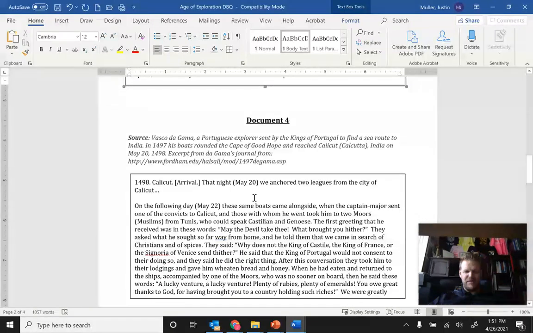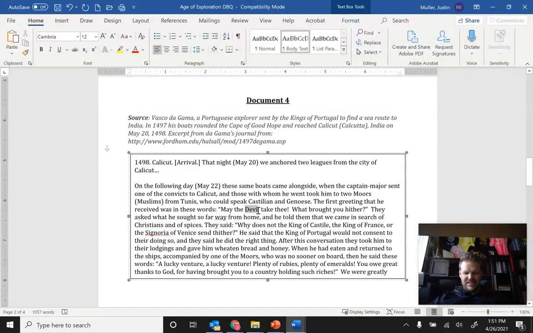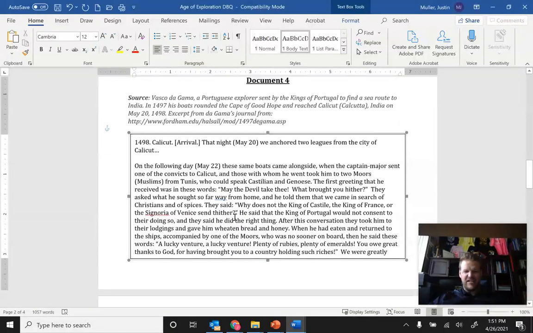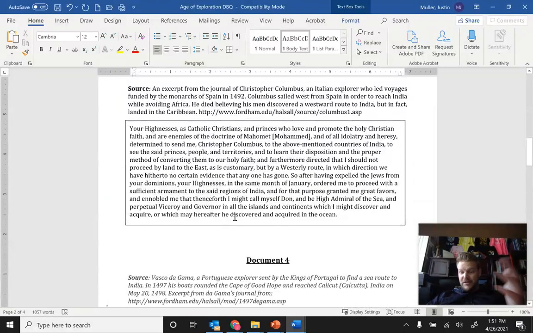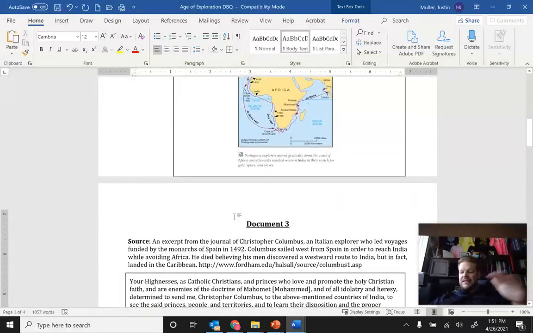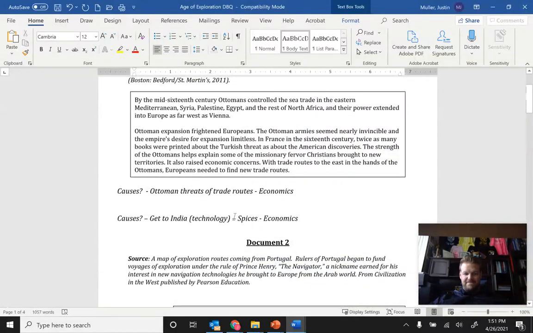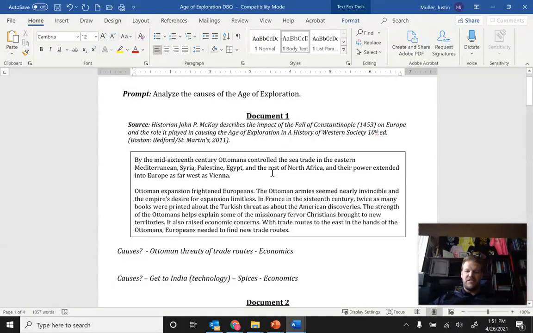And Vasco da Gama, what's he talk about? Ooh, I see devil, so maybe there's some Christianity here. Anyway, we're not even doing a DBQ on the age of exploration for your test. I'm just using this as an example. So let's cut it and let's say, all right, I've analyzed everything.